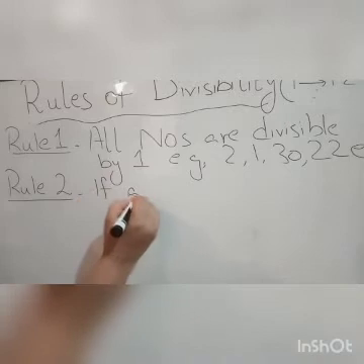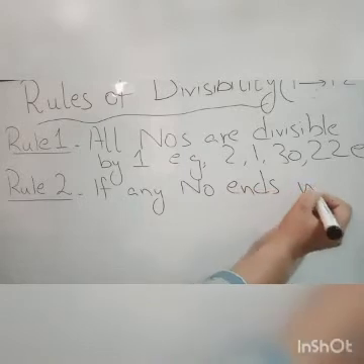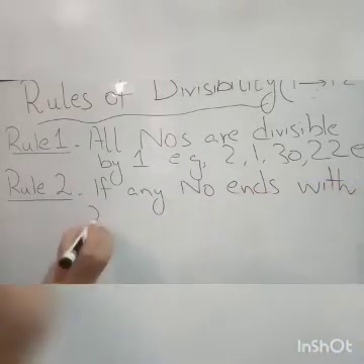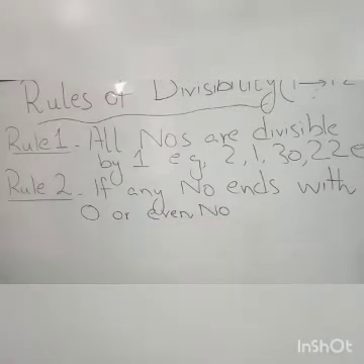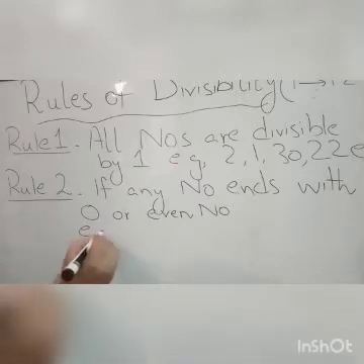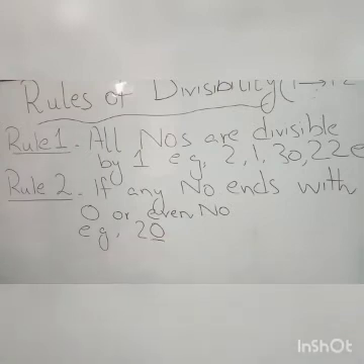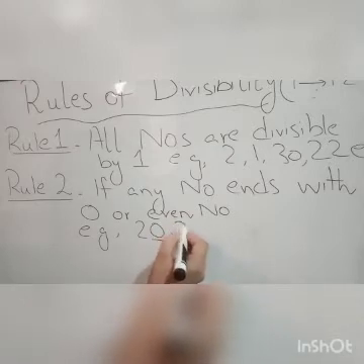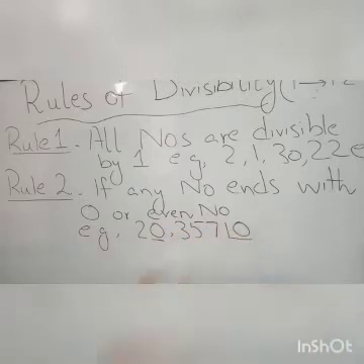The second rule, for 2: if any number ends with 0 or an even number, it is divisible by 2. For example, let's say 20. As this number ends with 0, this is a sign that this number is divisible by 2. Similarly, whether it's a big number like 35710, again a 0, as it is ending with 0, this whole number is divisible by 2.